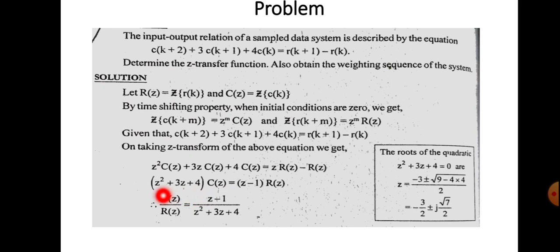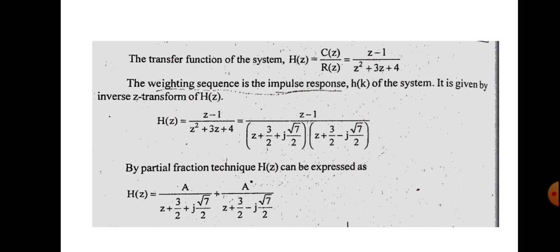So actually this gives you the Z transform of the impulse response. To find the weighing sequence, you have to find the inverse Z transform. Let us see. The transfer function of the system is H(z) equal to C(z) by R(z), that is given here. So the weighing sequence is the impulse response h(k) of the system. h(k) is obtained from this H(z) by taking the inverse Z transform. We can again write H(z) equal to (z minus 1) by (z square plus 3z plus 4).